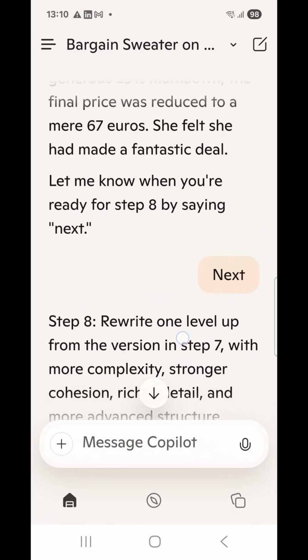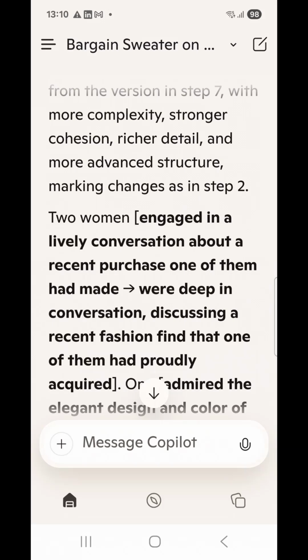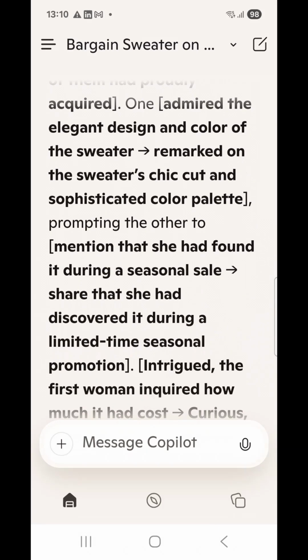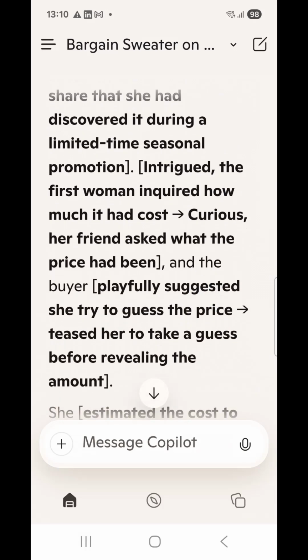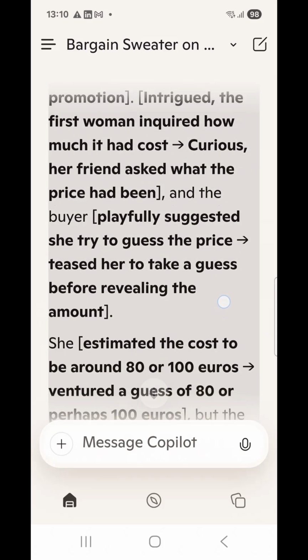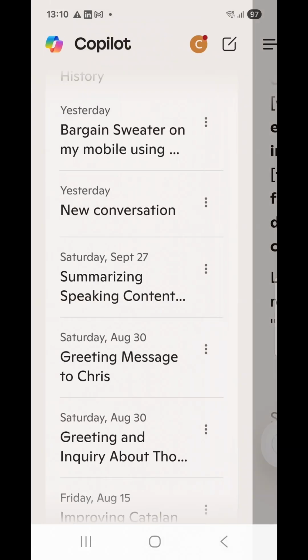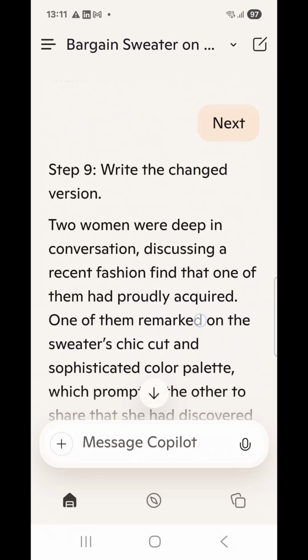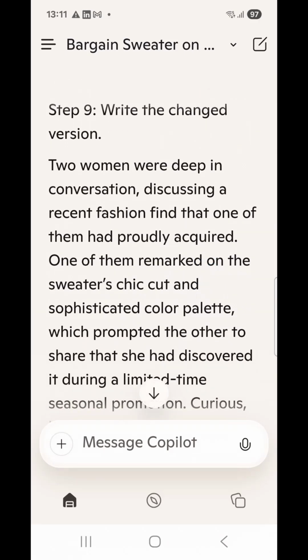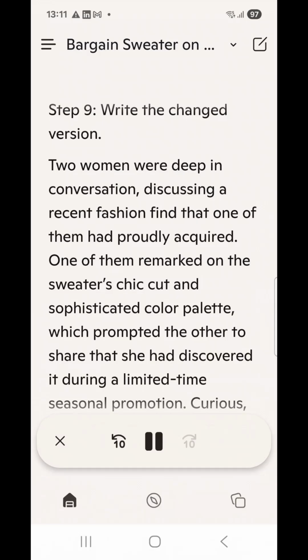Of course, I wrote next, and once again, it showed the improvements that it was suggesting. We'll try and find the same one as before. Teased her to take a guess before revealing the amount. And step 9, which is the last step, write the changed version. Let's listen to that and see whether it is exactly the same as this or not. Step 9. Write the changed version.